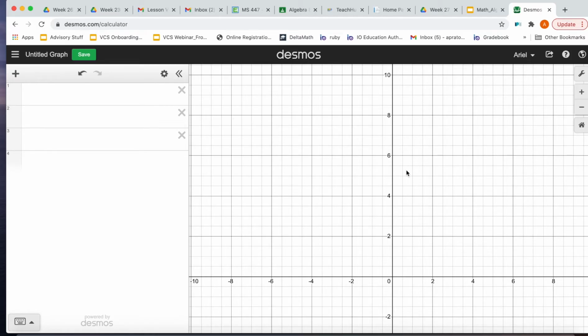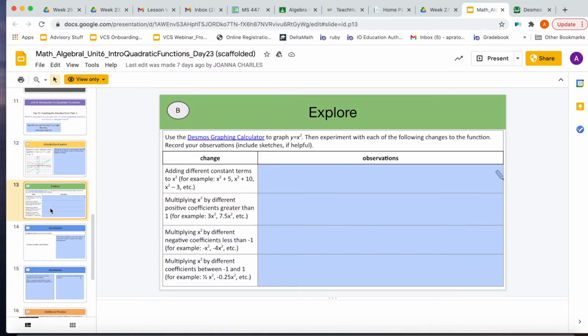This calculator is going to be your number one reference resource for this lesson. So I'm going to jump ahead to the Explore to demonstrate this. The directions say, use the Desmos graphing calculator to graph y equals x squared. Then experiment with each of the following changes to the function. Record your observations and include sketches if helpful.